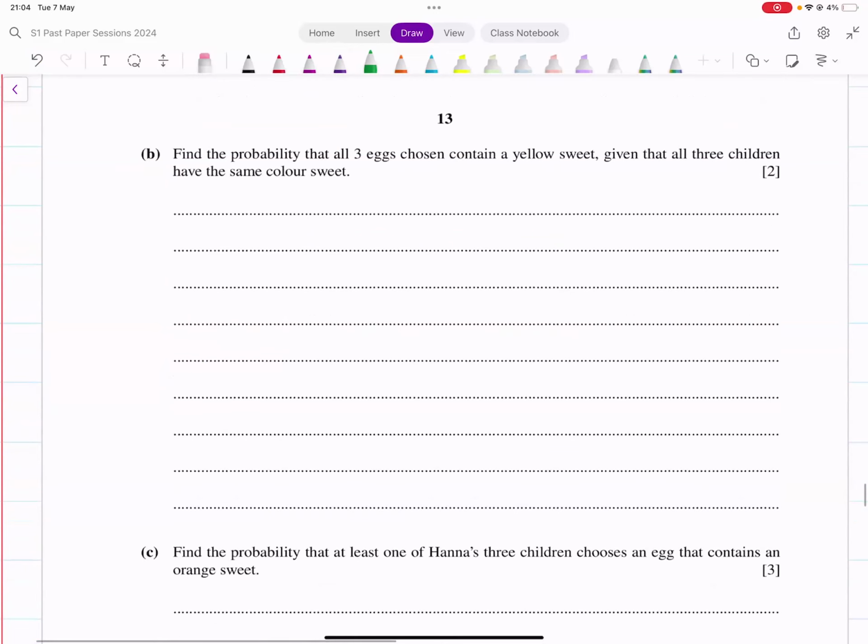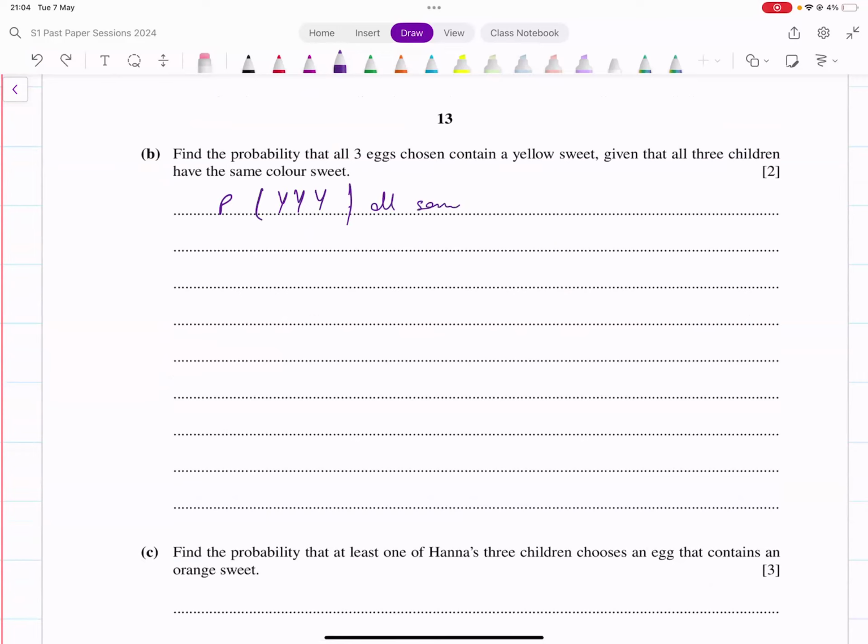Now it says find the probability that all 3 eggs chosen contain a yellow sweet, given that all 3 children have the same colored sweet. Now what's given? Given is that they have the same color, and we have to find the probability that all of them have a yellow sweet, given that all are the same color.